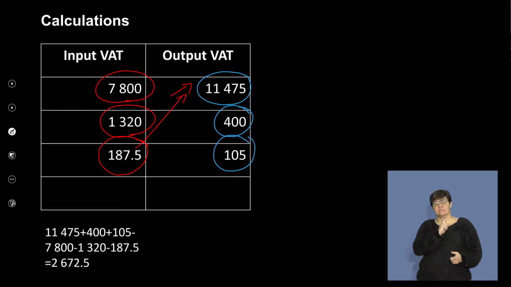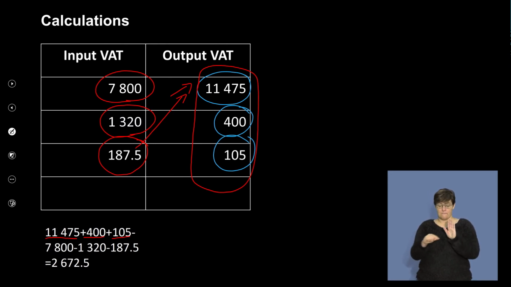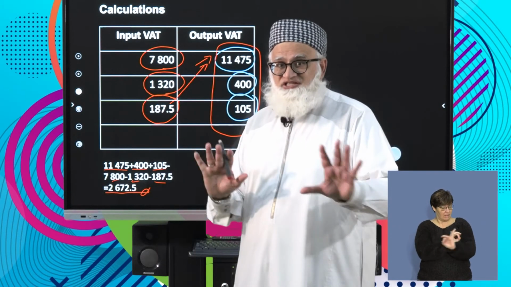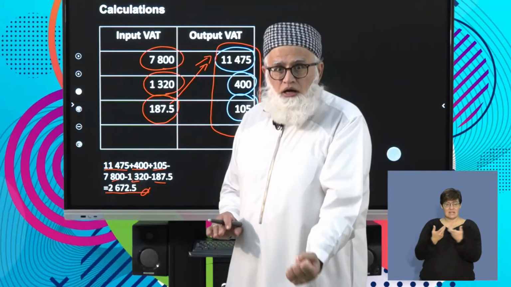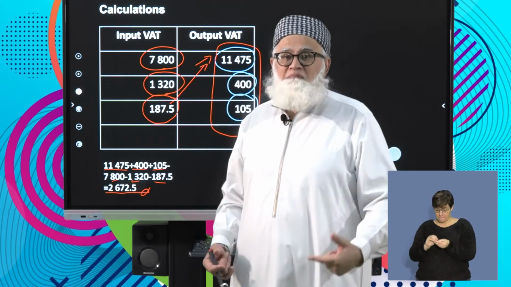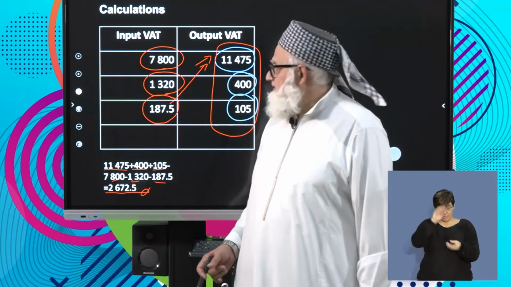So here we go. In terms of my calculation, it's 11,475 plus the 400 plus the 105. I add all those components. I subtract 7,800, minus 1,320, minus 187.50, and clearly you can see the amount that I owe to SARS is 2,672 Rand and 50 cents. I've separated output and input for you so that you can now calculate the amount that you have to pay over to SARS.